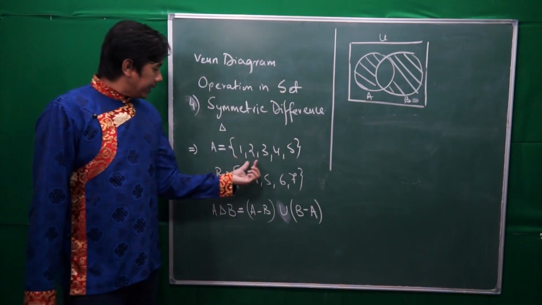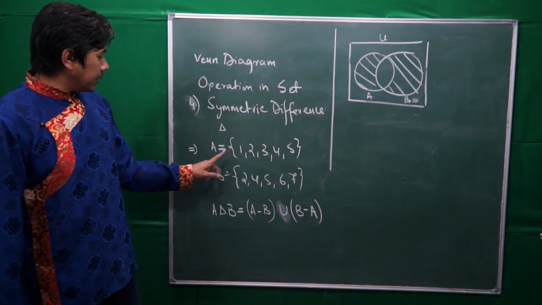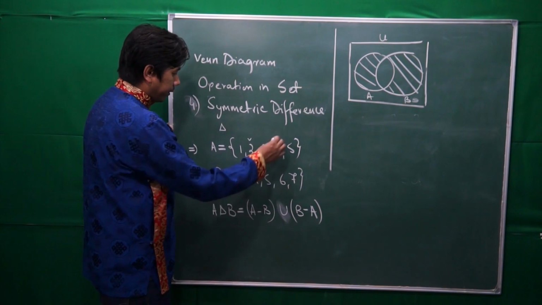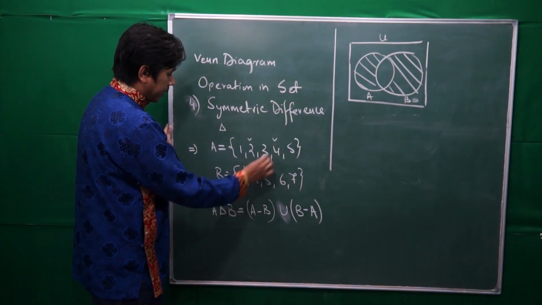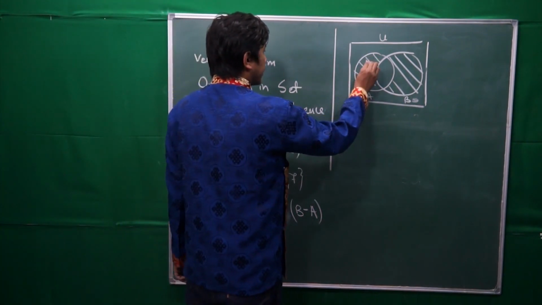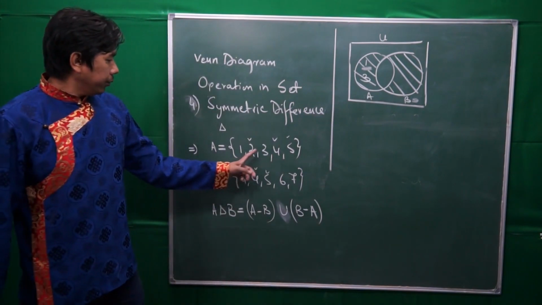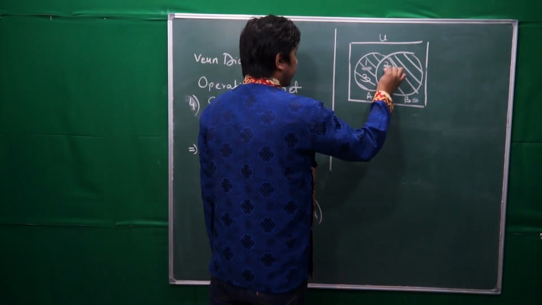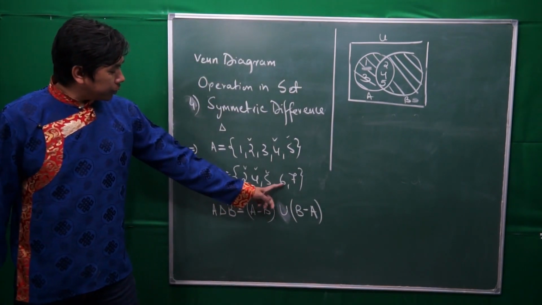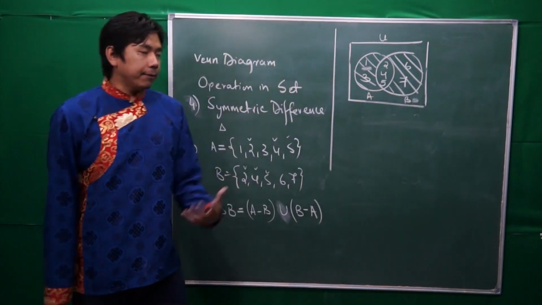For example, in the case of these values, say set A is 1, 2, 3, 5. What is being repeated? 2 is being repeated, 4 is being repeated. Anything else? 5 is also repeated. So 1, 3 is exclusive to set A. 2, 4, 5 is the overlapping region, and for set B, 2, 4, 5 is the overlapping region. What is left? 6 and 7 are left.